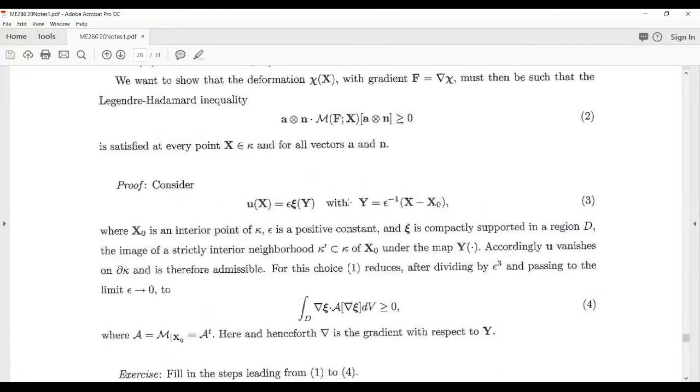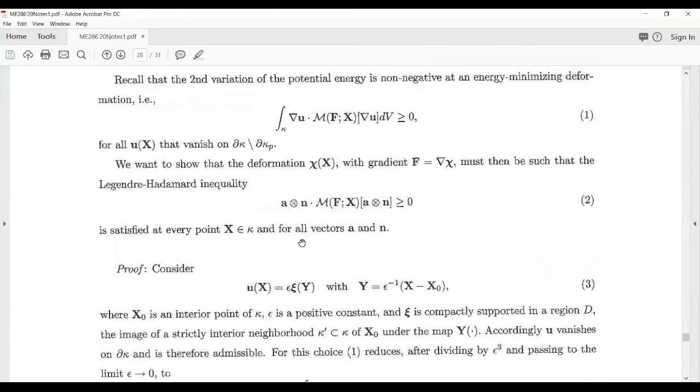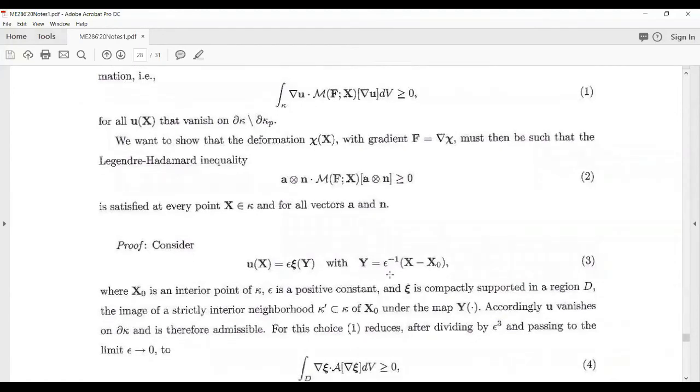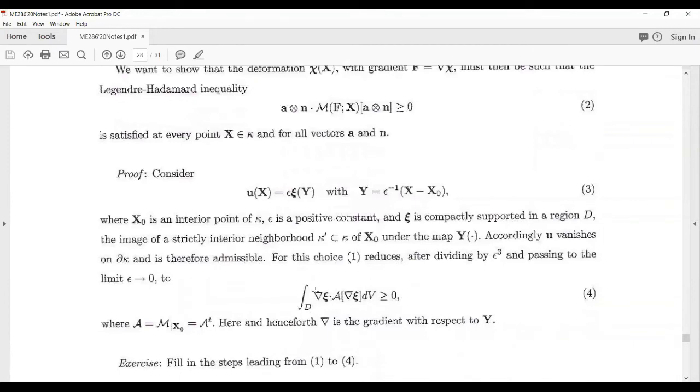If you make the change of variable, you write u in this way. Inequality one requires a gradient with respect to capital X. You can rewrite that as a gradient of Xi with respect to capital Y using the appropriate change of variable, okay? When you do that, the parameter epsilon will be involved in the change of variable, expressing gradient u with respect to X in terms of gradient Xi with respect to Y. You can do that. And also the dV will be changed. dV is based on x. Because of the mapping from x to y, there'll be a factor of epsilon cubed involved in the change of variable. So when you integrate over D, which is the domain of the y variable, you will get this inequality.